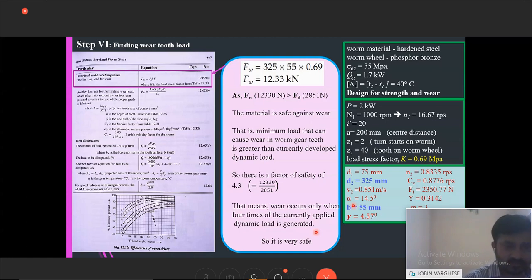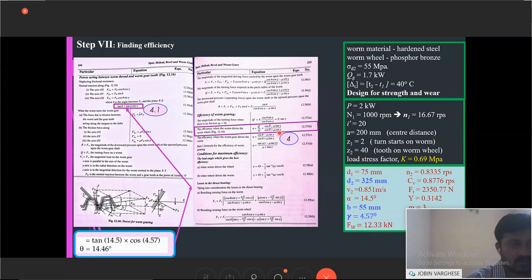Next one, the efficiency. The equation is given for efficiency when the worm drives the worm wheel. That is eta equal to cos theta minus mu tan gamma by cos theta plus mu cot gamma. From this one, we have to calculate theta, which is unknown here. Tan theta is equal to tan alpha cos y, from page number 224. And we can calculate theta, substitute theta, and gamma is already known.